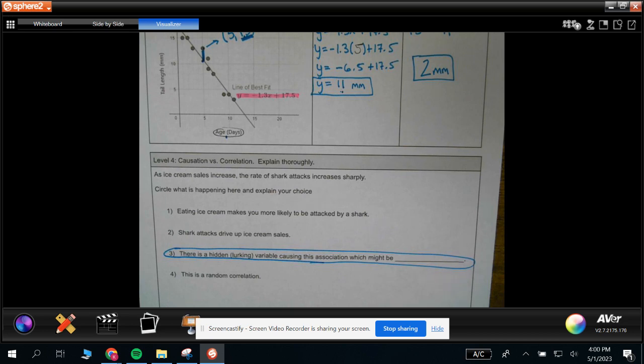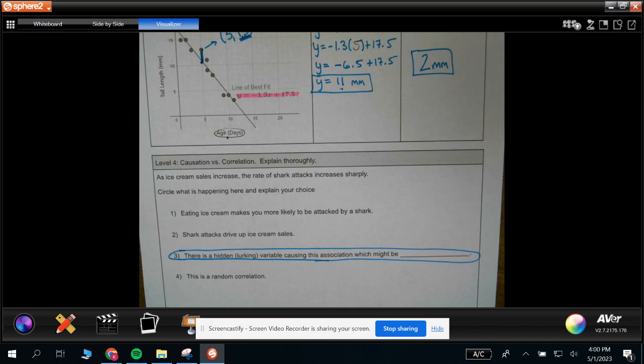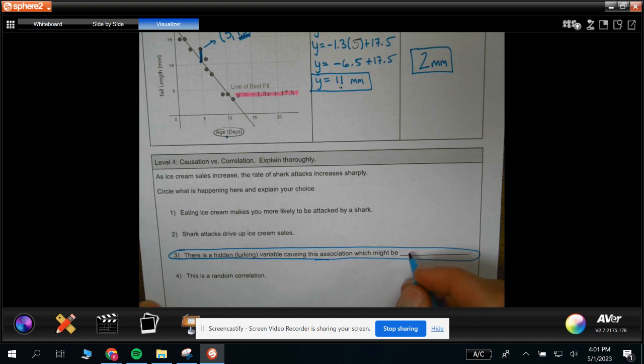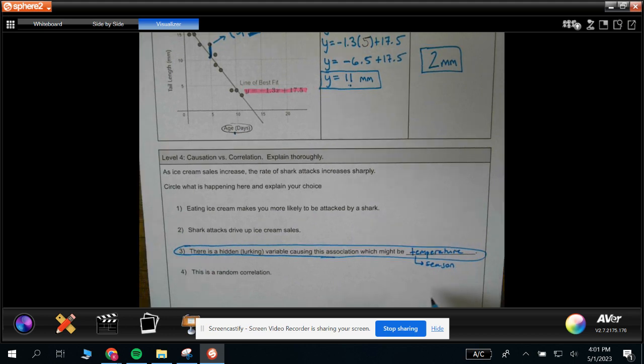People go to the beach. Where do shark attacks happen? At the beach. If there's more people at the beach, it makes sense there might be more shark attacks. So we could say a hidden or lurking variable that might cause this association might be temperature. As it gets hotter, it causes both these things. Or we could even say maybe it's related to season. Like if it's summer, these are both more likely to happen.